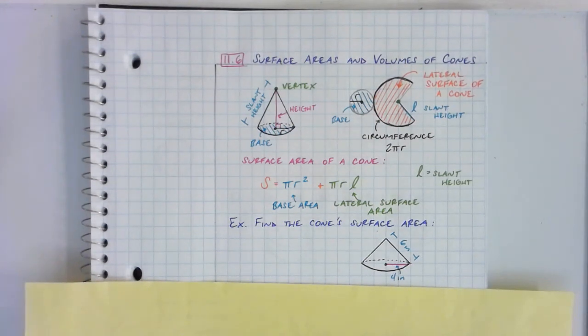All right, Chapter 11, Section 6, Surface Areas and Volumes of Cones. This progression through three-dimensional objects, since Section 4 really, has followed this similar pattern. There's a reason why they give the order that they do.